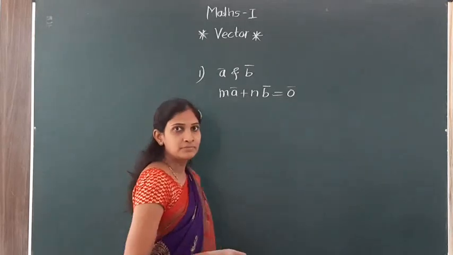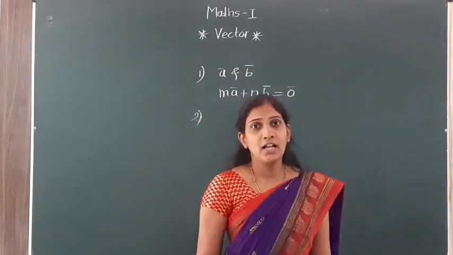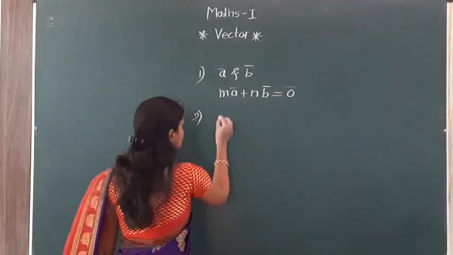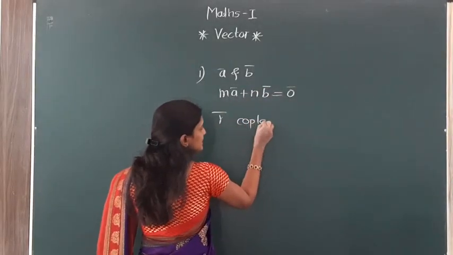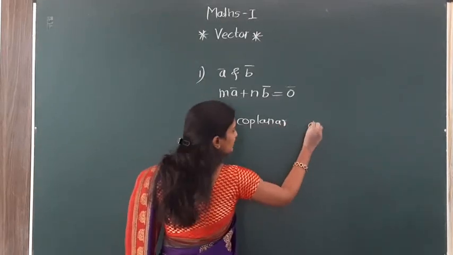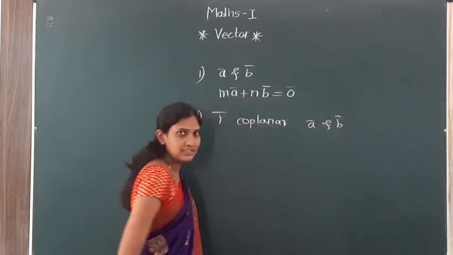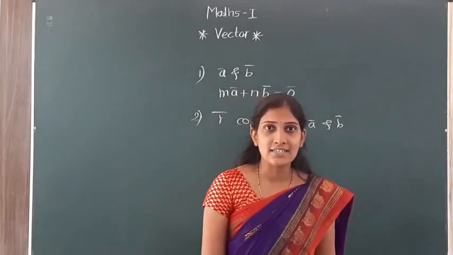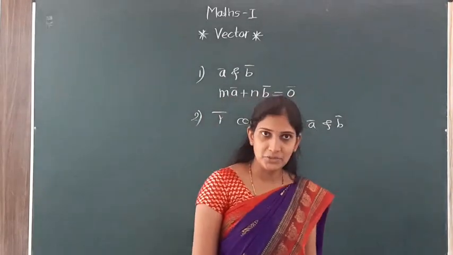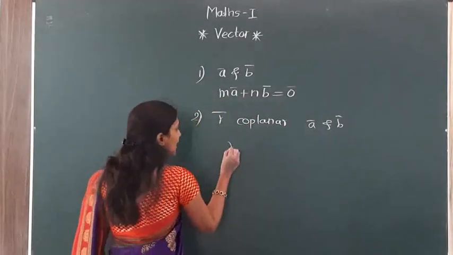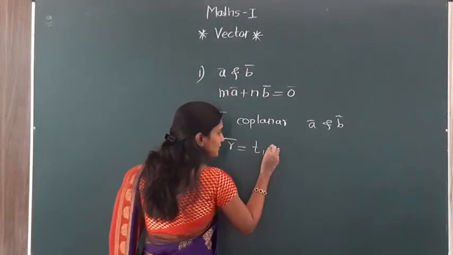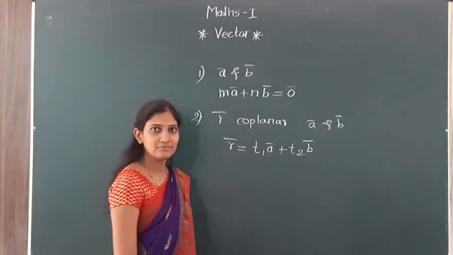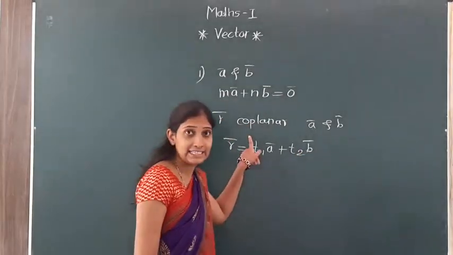Then the second theorem, what is the second theorem? Let the vector R bar be coplanar with A bar and B bar. Then there exist unique scalars T1 and T2 such that R bar is equal to T1 A bar plus T2 B bar. This is the second theorem.